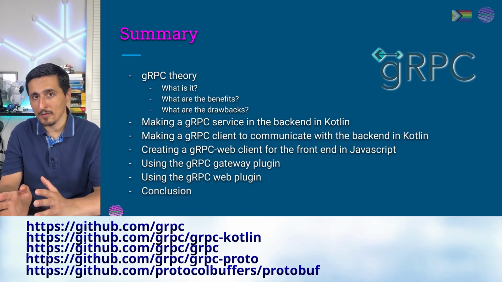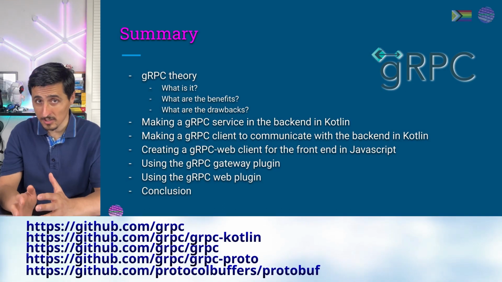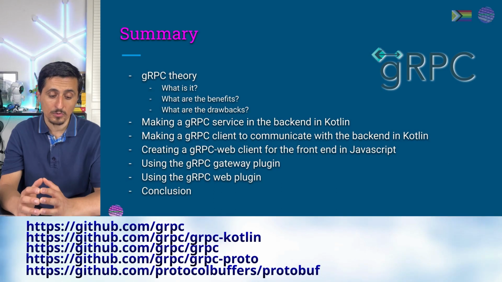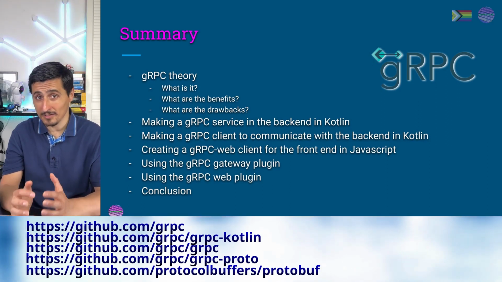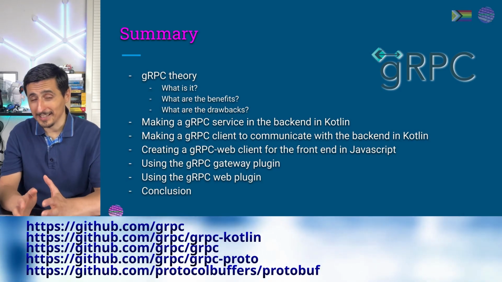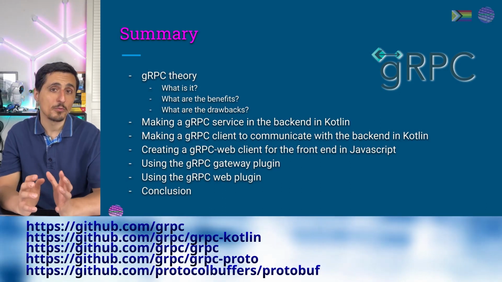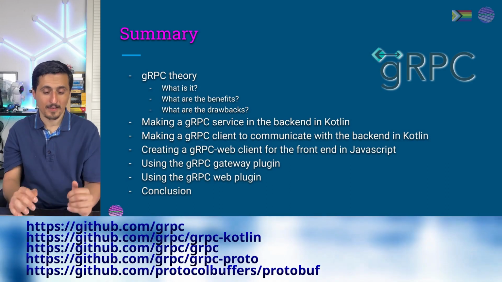The second part of the video is about using the gRPC gateway plugin. This is the plugin that will allow us to keep using JSON payloads to send data to our gRPC services. And we are also going to use the gRPC web plugin to be able to translate data that we are sending via the gRPC web protocol to the gRPC protocol so that data can reach our services. And finally, we will draw conclusions about what we have done in this whole video.